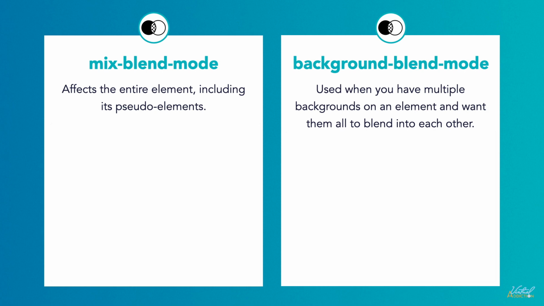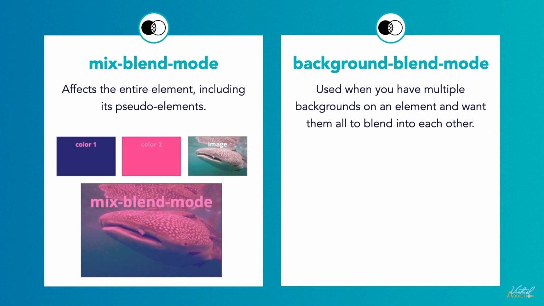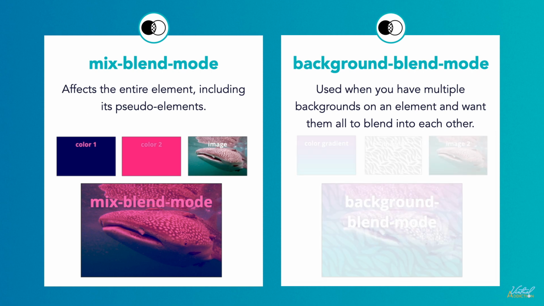There are two ways that you can use blend modes with CSS. You have the mix blend mode and background blend mode. The mix blend mode applies blending to the entire element, and the background blend mode applies blending to the background of an element. Mix blend mode blends between stacked HTML elements so that the elements on overlapping layers will blend with those beneath it. The mix blend mode affects the entire element, including its pseudo elements.